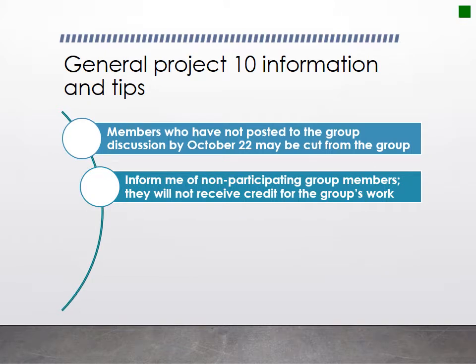Maybe people do respond by October 22nd, but as time rolls on, they're not doing what they were assigned to do by the group. Maybe you ask them to do some research and they haven't done any research, or they were asked to put together a presentation, but they haven't done that. You need to let me know. If someone is totally non-participating, they won't receive any credit for the group's work.